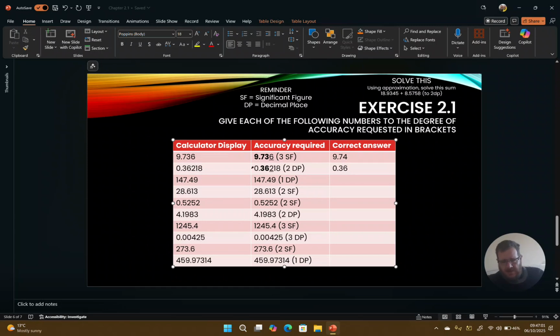The next number, we are rounding to 1 decimal point. So I'll put the 4 in bold. Put the 147 at the beginning, because that stays the same. And then we're going to look at the 9. Now, that is greater than 5. So then we'll round that 4 up to a 5.